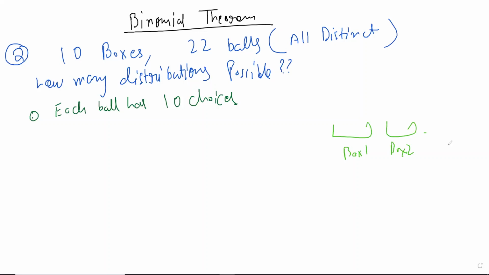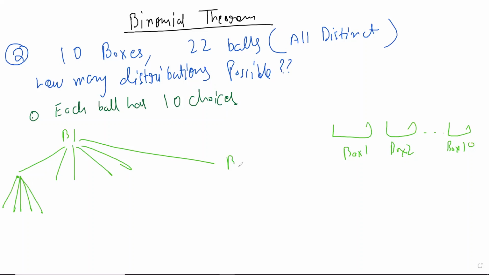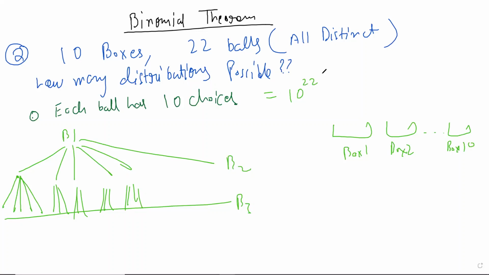Absolutely. And I think this is the key part, and it's almost everything. Because if each ball has 10 choices, the first ball has 10 choices, and then after this choice is made, the second ball has 10 choices, right? So in each case, the total number is being multiplied by 10. So the answer is 10 to the power 22. Very good. Is it clear for everyone? Okay, nice. So this was very easy.